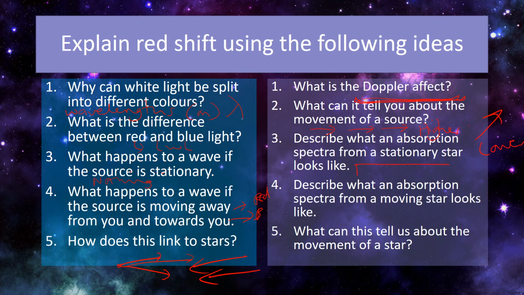Describe what an absorption spectrum from a stationary star looks like. It looks like the spectrum of light, let's say that's red and that's blue, with black lines where the colours emitted are being absorbed by a cloud of gas. Describe what an absorption spectrum from a moving star looks like. Well, if it's moving, then the absorption lines will change position. What can this tell us about the movement of a star, whether it's coming towards us or moving away from us? Simple, really.